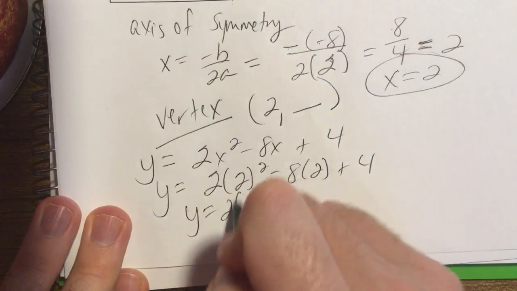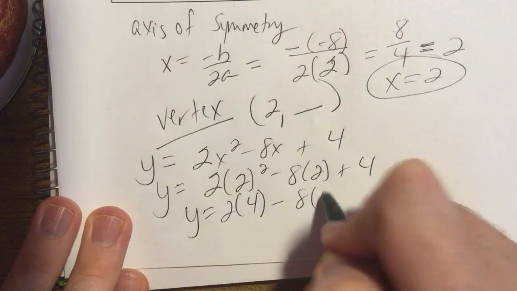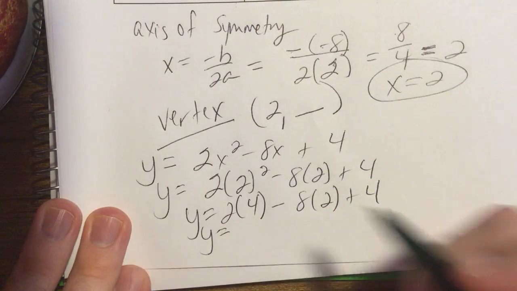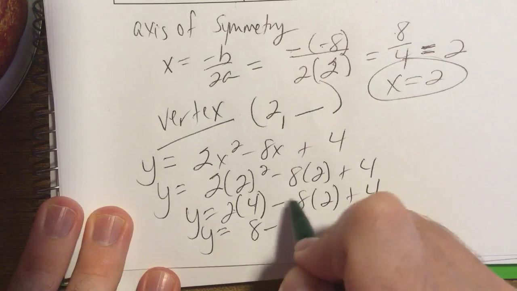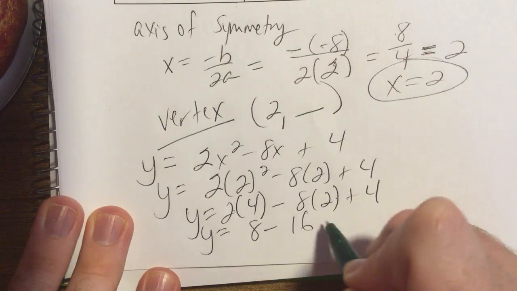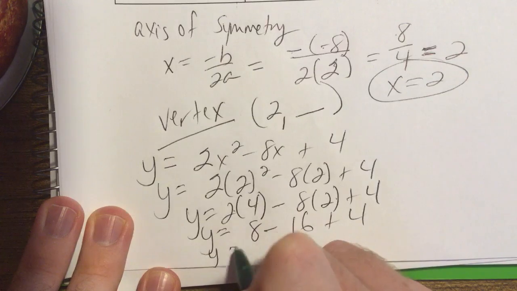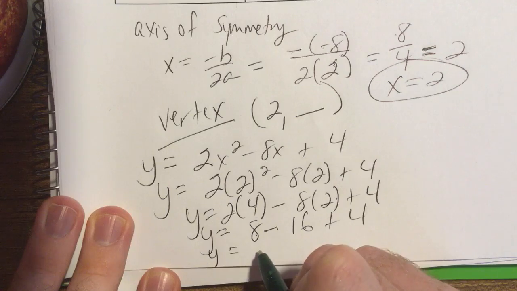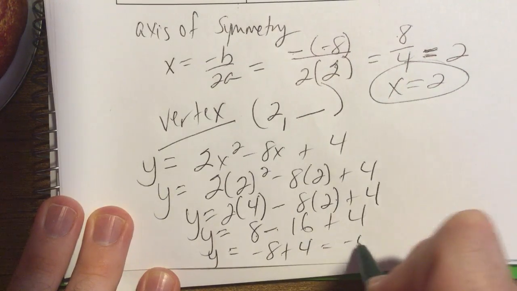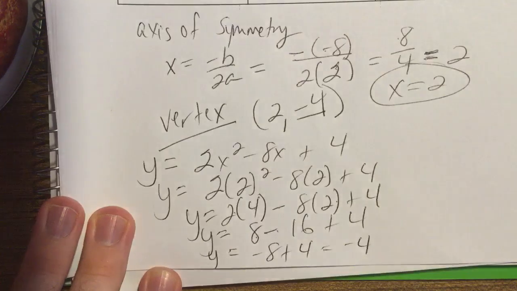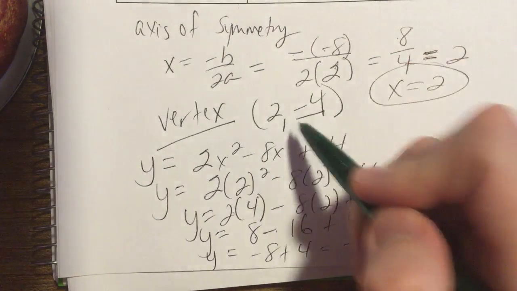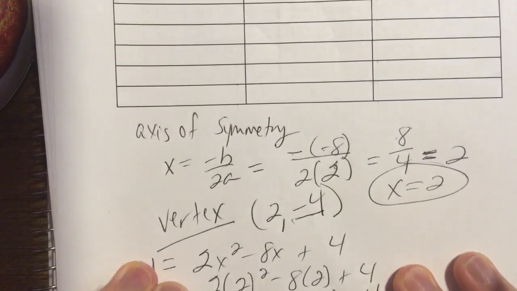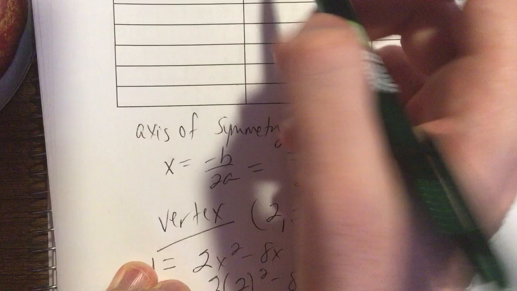This is going to come out to be 2 times 2 squared, which is 4, minus 8 times 2, plus 4. First you deal with the exponents, then we're going to handle multiplication. 2 times 4 is 8, and then here we're going to get a negative 16 plus 4. Now we're going to deal with the addition and subtraction from left to right. 8 minus 16 is negative 8, plus 4 is going to be a negative 4. So the y value of the vertex is a negative 4. It just so happens to be the same vertex too in this case.